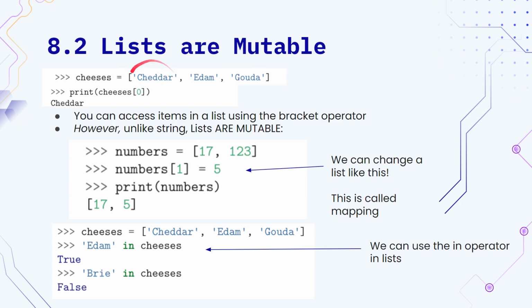So similar to strings, elements in a list are accessed by using an index. So this would be index 0, this would be index 1, and this would be index 2. However, unlike strings, lists are mutable, which means that once you access an index, you can actually change its value. So let's look at this in a text editor.